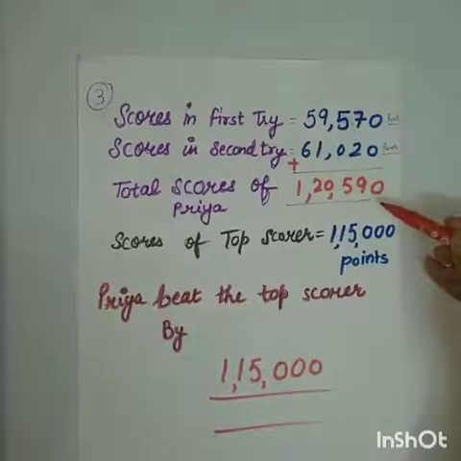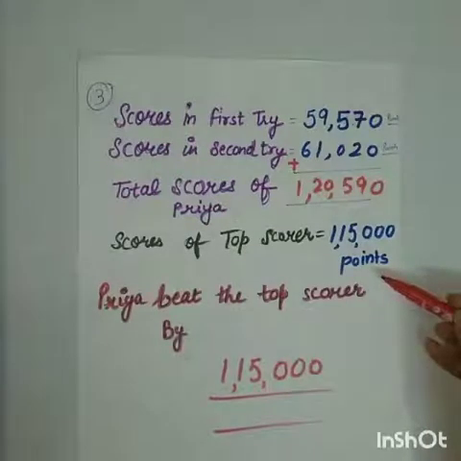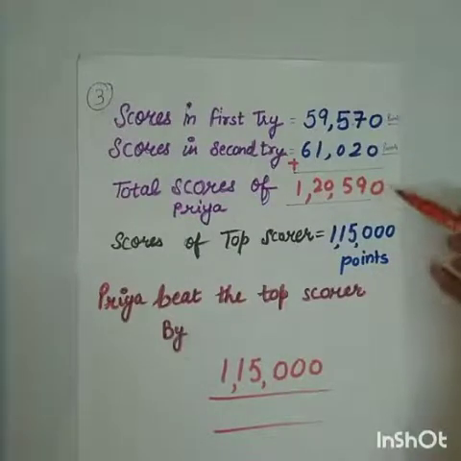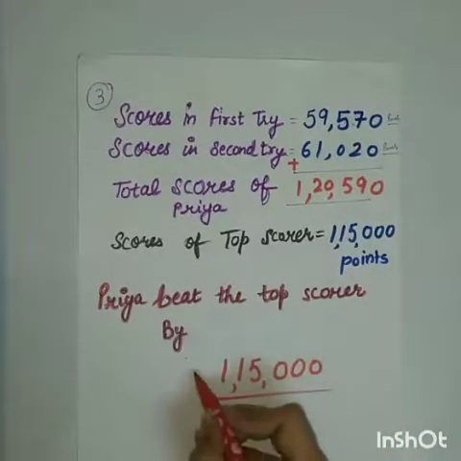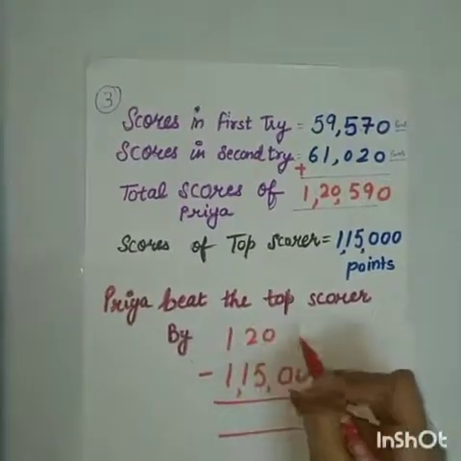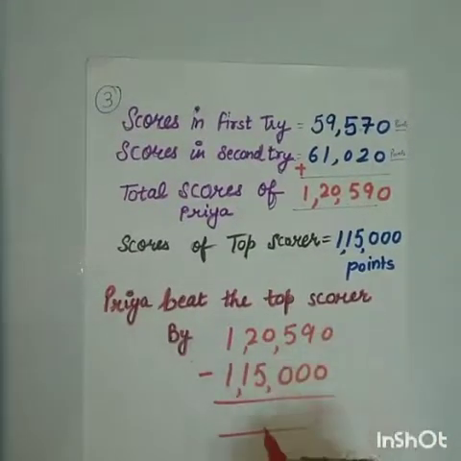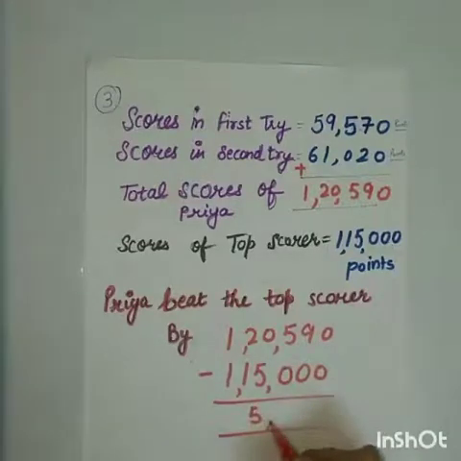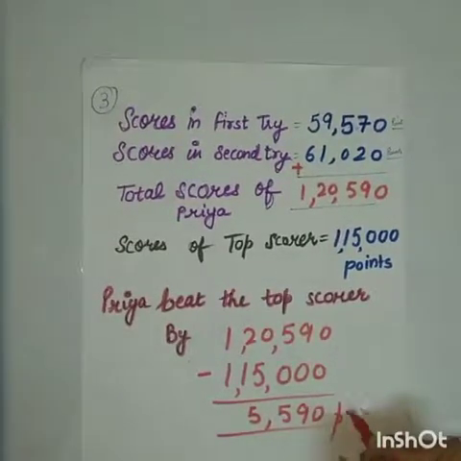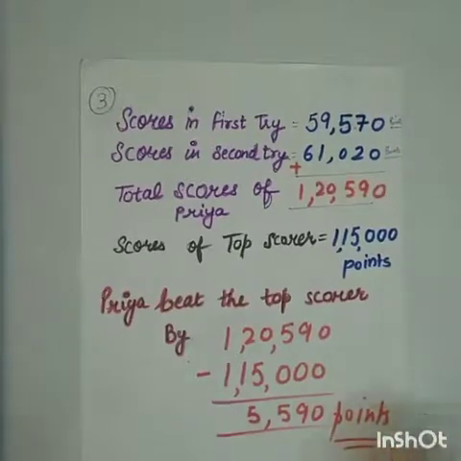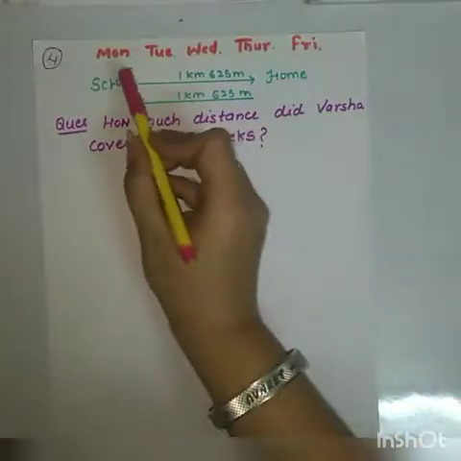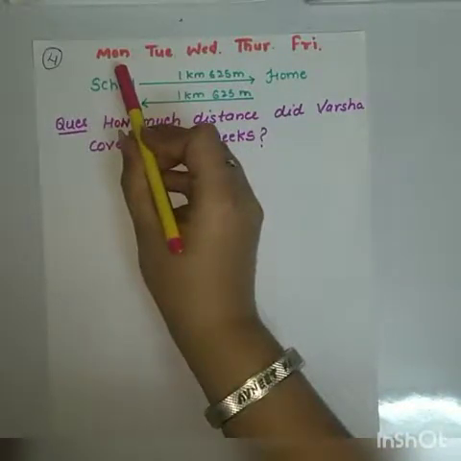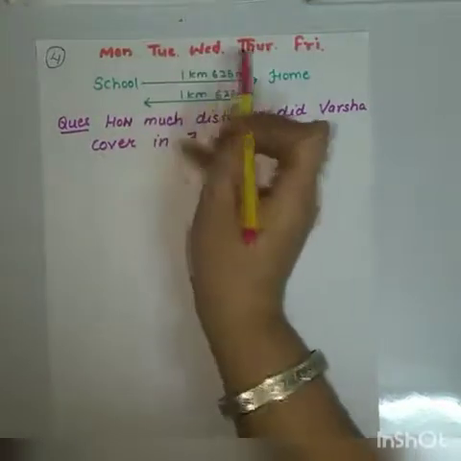Priya beat the top scorer by. The score of Priya is 1,20,590 points and the score of the top scorer is 1,15,000. So Priya beat the top scorer by how many points? Which operation will be used? That is subtraction. So 1,20,590 minus 1,15,000, you will get 5,590 points. So Priya beats the top scorer by 5,590 points.